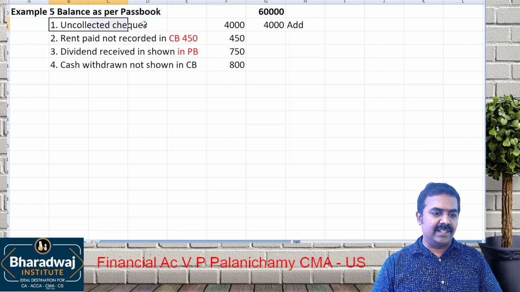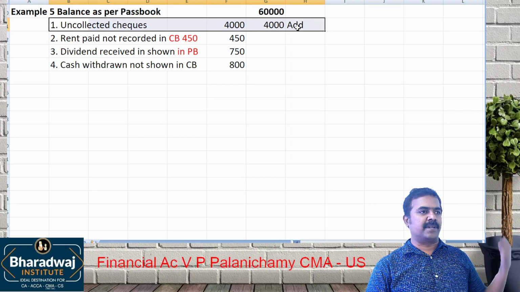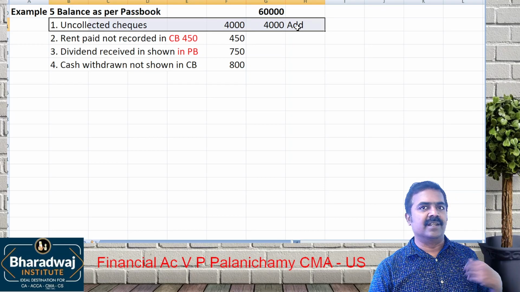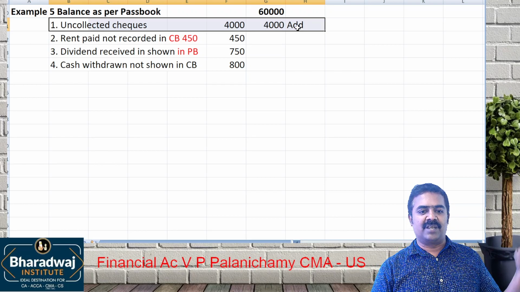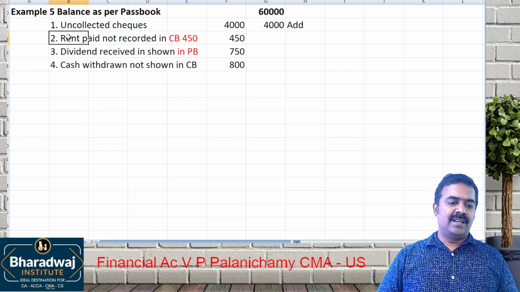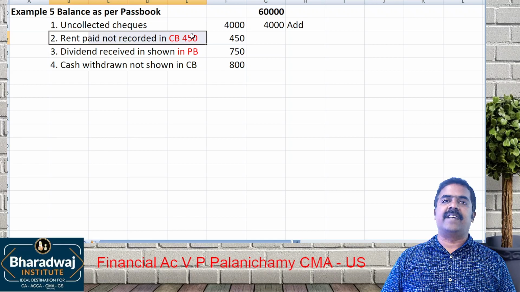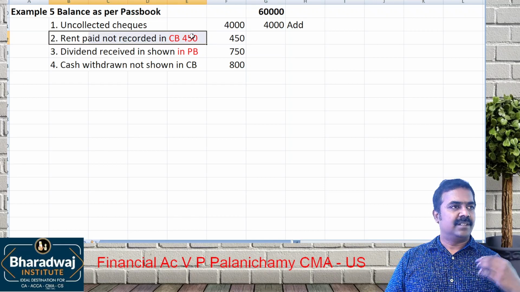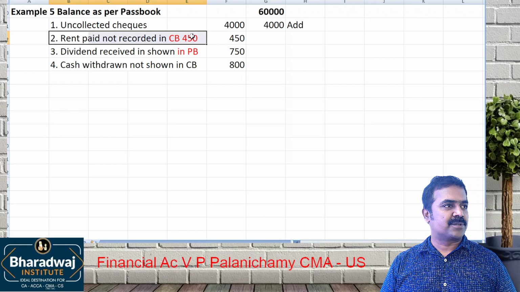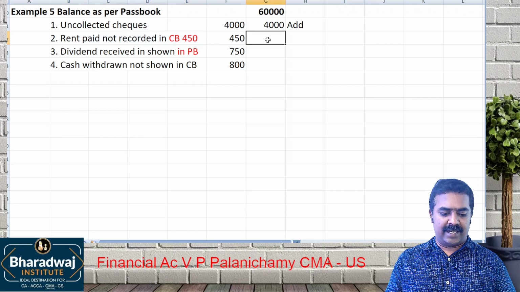Okay. Uncollected check means the customer has deposited the check, we have not collected. While depositing the check, what would the customer have done? He would have added. Let us also add it. Rent paid not recorded in cash book. While paying rent, what would we have done? Less. Whether the customer has reduced? No. What to do? Add 4.